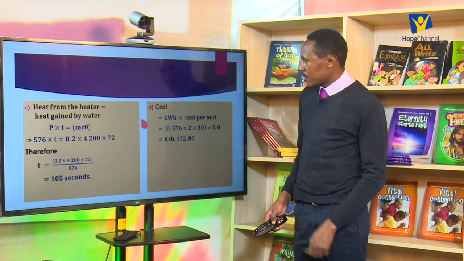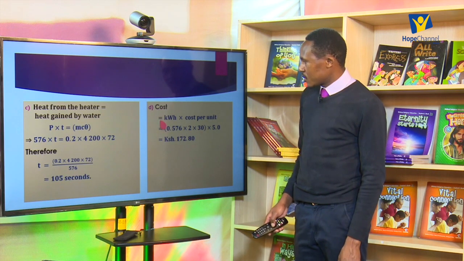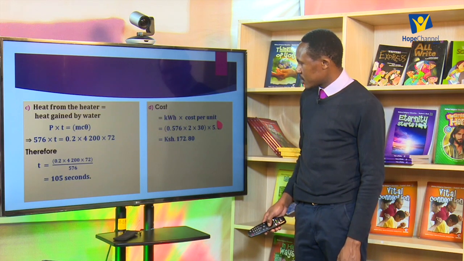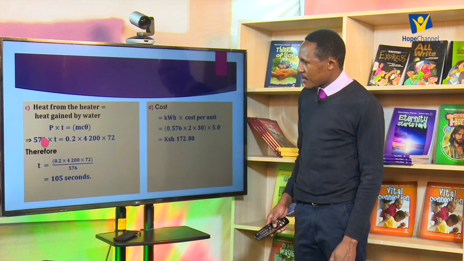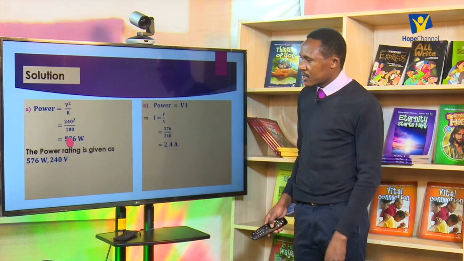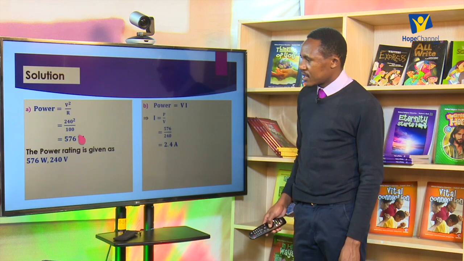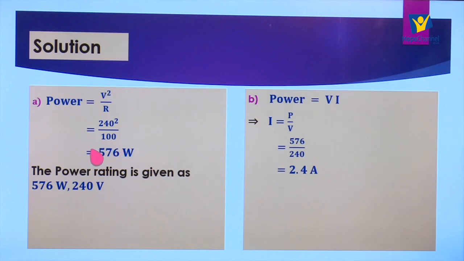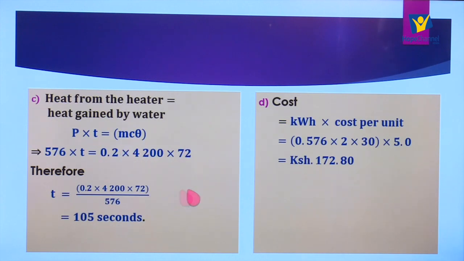Finally, we are looking for the cost. So the total cost will be equal to the number of kilowatt hours, the units consumed, times the cost per unit. This heater has a power rating of 576 watts. So that means the rating is 0.576 kilowatts, because changing from watts to kilowatts means we take that value divided by 1000. So this in terms of kilowatts is 0.576. So then we have the number of kilowatts as 0.576 kilowatts.